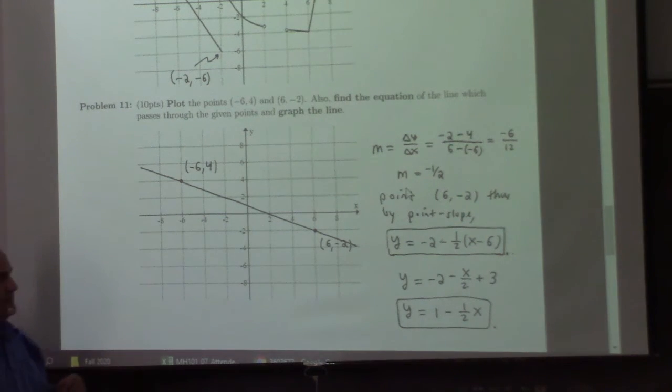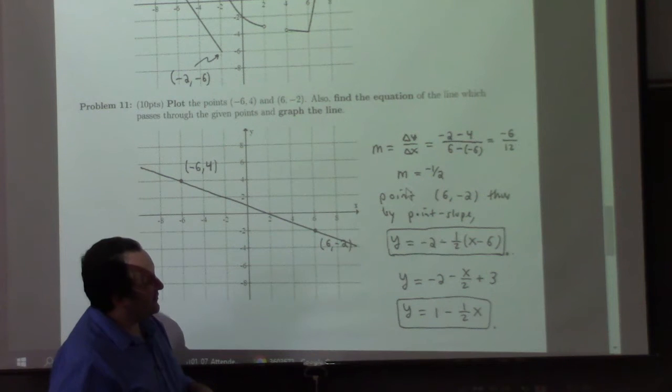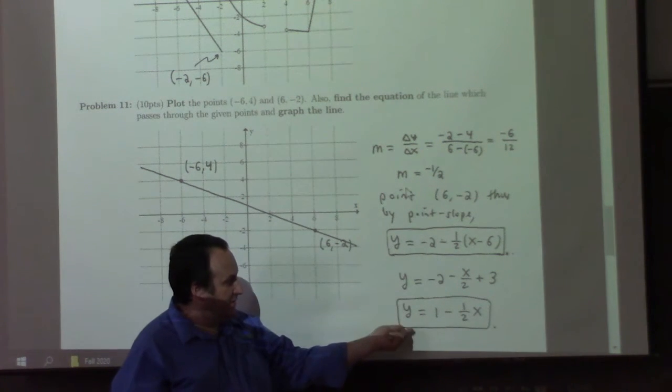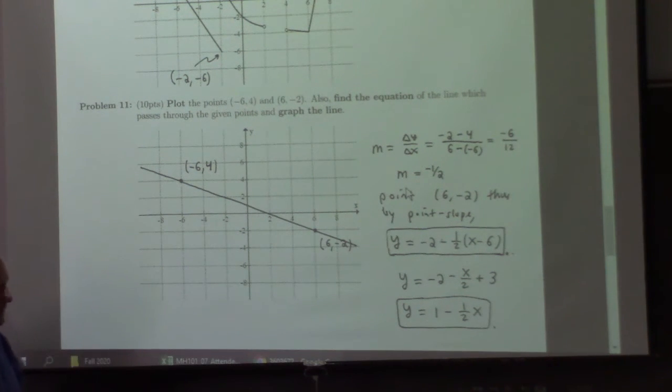To find the equation of the line, we find the slope, delta y over delta x, if you like. It works out to minus a half here. There's a point, so you can use point-slope. There's the formula. If you simplify it, it's 1 minus 1/2 x. So a lot of people got this wrong, and I don't think that had to happen.